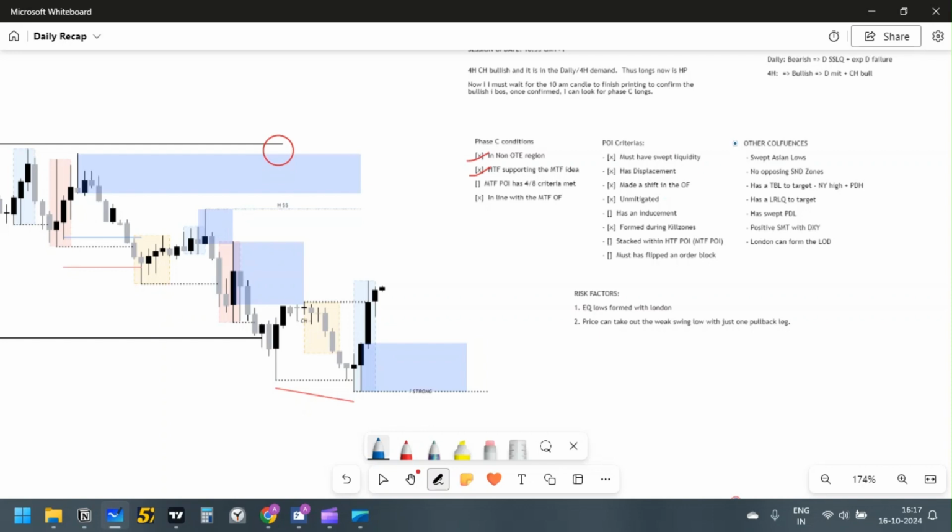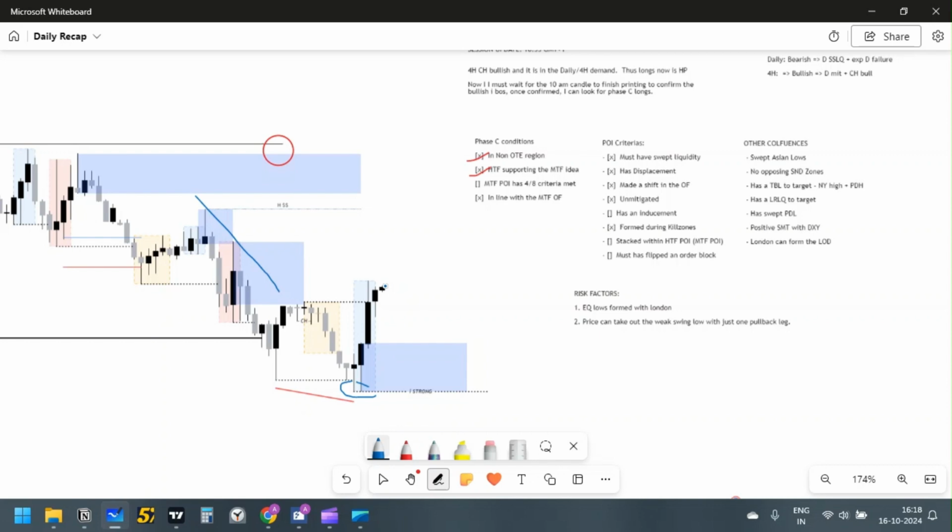So what are the other confluences? It has swept the Asian low and it does not have any opposing supply zones because all the supply zones are mitigated. It forms a low resistance spot for the price to rally through, and it also has time-based liquidity to target. That is the New York high and the previous day high as well as the London high, and it has swept the previous day's low and now it's pushing up, and it's also having a positive SMT, the XY.